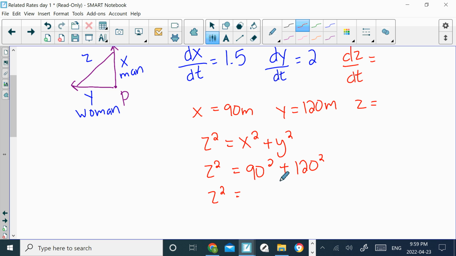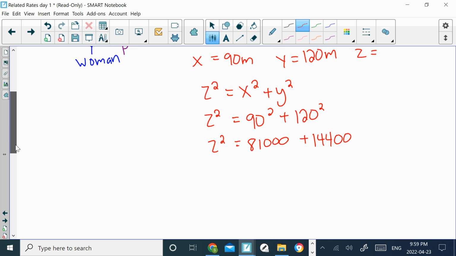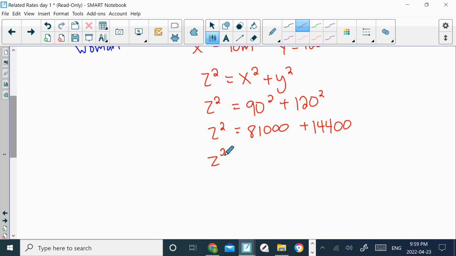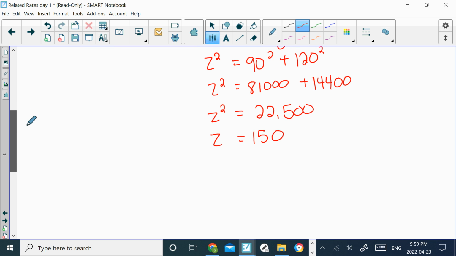90 squared is 8,100, and 120 squared is 14,400. If you add up those two numbers, we're going to get 22,500. And the square root of 22,500 is 150. Now that we have z, we're able to calculate dz/dt.